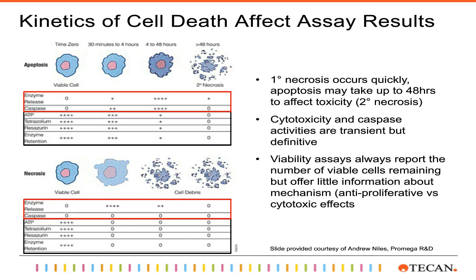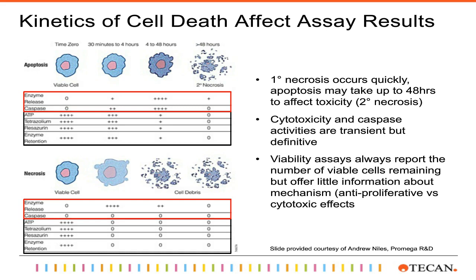So if you're using an assay to measure the effects of test article treatment, it's critical to understand that the kinetics of the biomarker that you are measuring can change over time. So which biomarkers appear when are tied to the method in which the cells are dying. And what we're showing here on the slide are examples of apoptosis on the top and necrosis on the bottom.